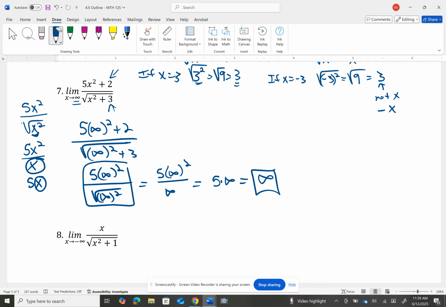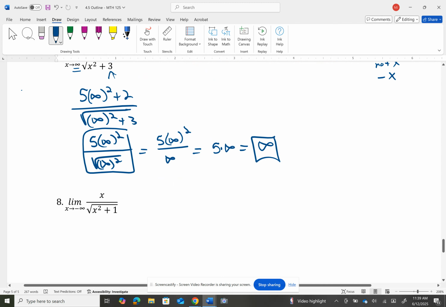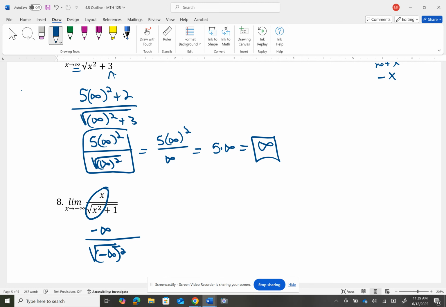All right, so let's try another one using an intuitive method. So here what we've got is x over the square root of x squared. Basically we're looking at the limit, and on top we have an x. We're plugging in a negative infinity there. I'm going to be focused right here. We have a negative infinity, and then down here the leading term would have been the square root of x squared. Put a negative infinity in there, and let's think about this.